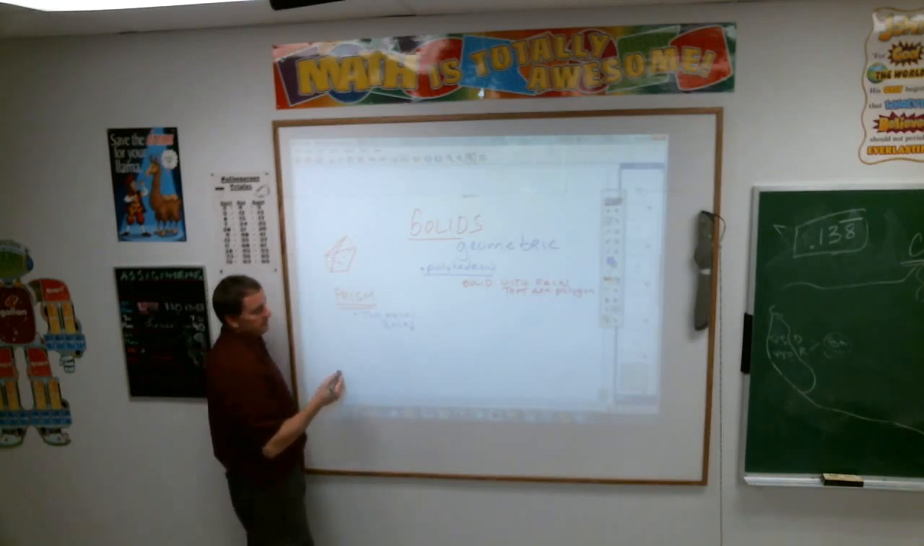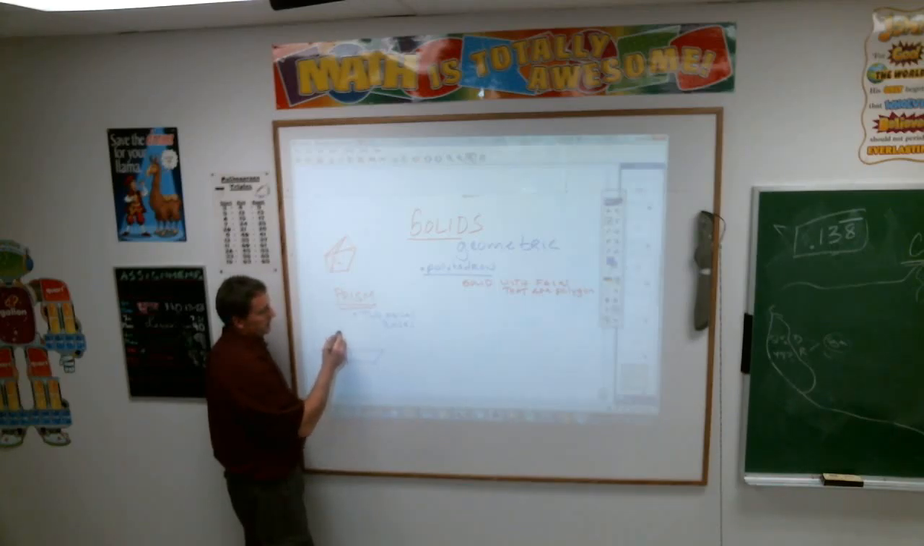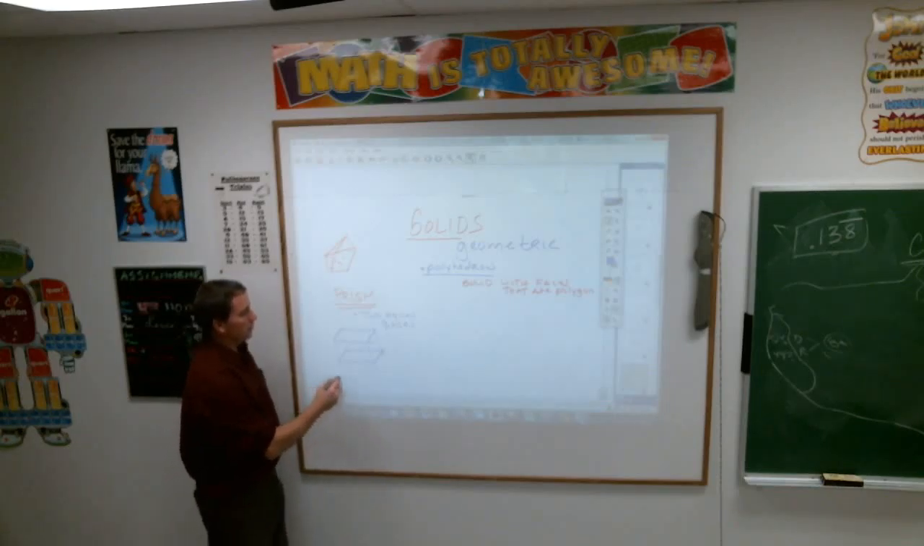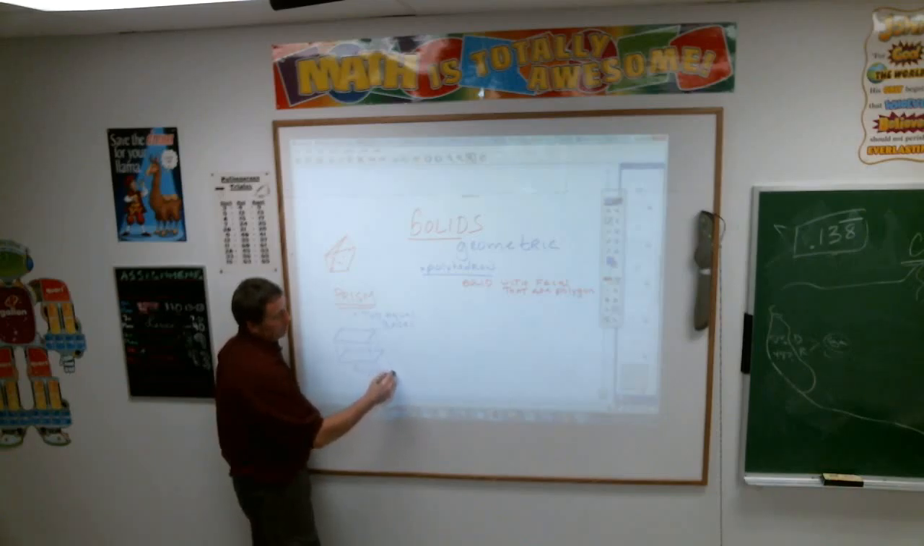For example, if you did a rectangle and it looks like that because I'm drawing it as a polyhedron, this is the bottom of it. I do one of these, another equal bottom that looks just like it. And then I connect the sides. And you have your rectangular prism.